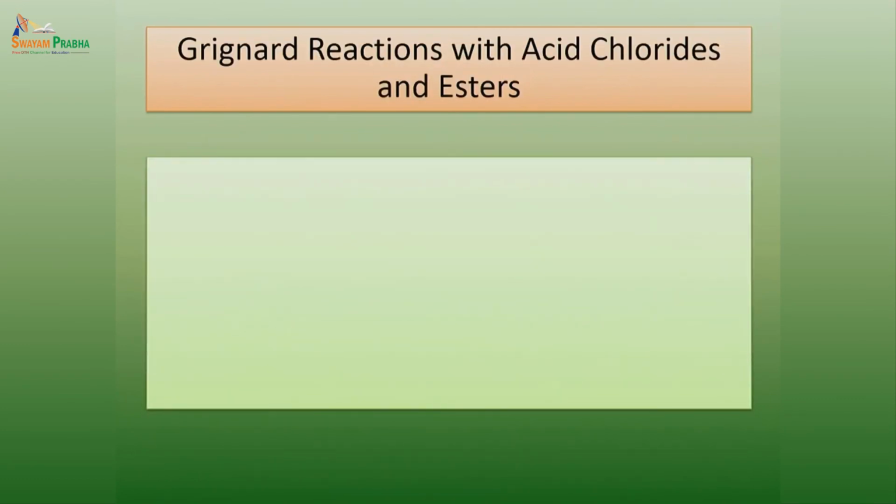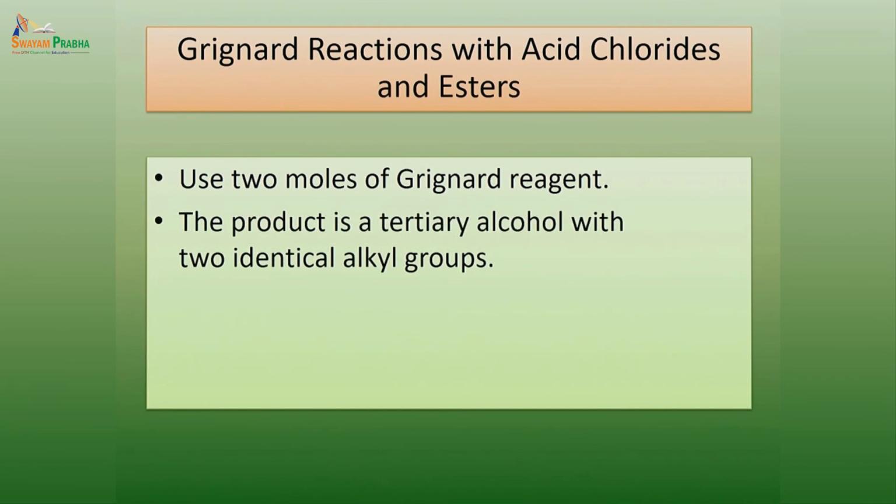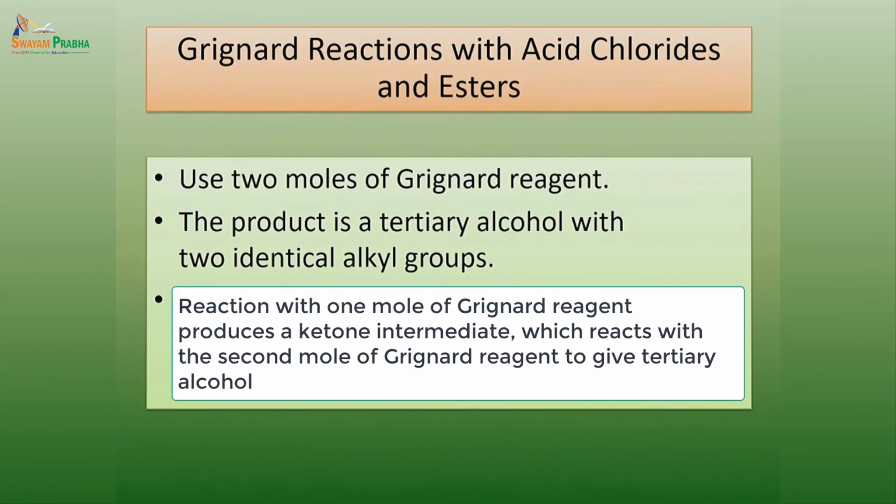If we look at Grignard reactions of acid chlorides and esters, there is a little difference here. Instead of 1 equivalent as in the previous reaction, here we need 2 moles of the Grignard reagent, and the product is always a tertiary alcohol with 2 identical alkyl groups. So this is the one you have to remember. When we run a Grignard reaction with acid chlorides or esters, we use 2 moles of the Grignard reagent and the product is a tertiary alcohol.